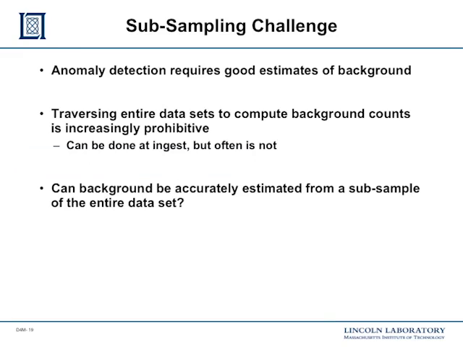So again, we need good background estimation in order to do our anomaly detection. And again, it's prohibitive to traverse the data. So the question is, can we accurately estimate the background from a sample? So let's see what happens. We have a perfect power law. We can look at what happens when we sample that.